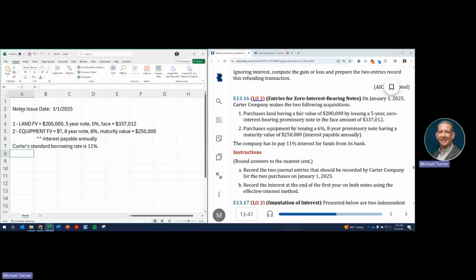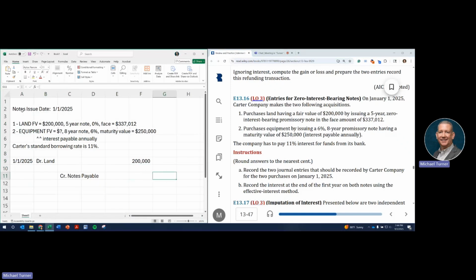So the first one let's work on is the land, number one. These are dated on January 1st, 2025. And we know we're going to have a debit to land, and then we're going to have a credit to a notes payable related to the piece of land. So let's work on the debit to land. If we look back at the facts of the problem, we see that the land had a fair value, and that's the amount we're going to record it in the books for, of $200,000.